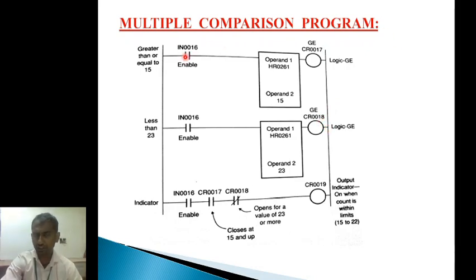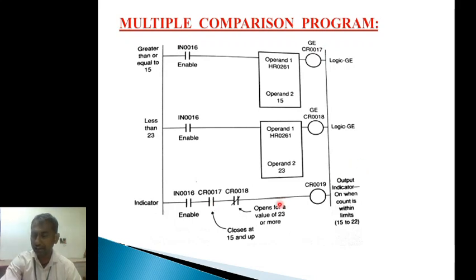So the IN0016 is the enable input for this comparator and this comparator, and at the same time this comparator also. Then when the CR017 is on, that means when the value is greater than 15, this will be on, and the output will be on.